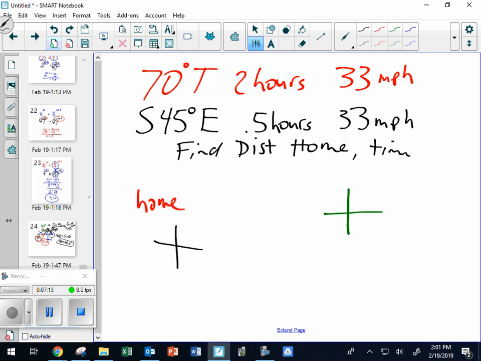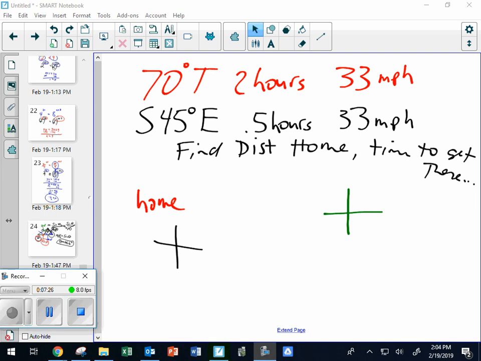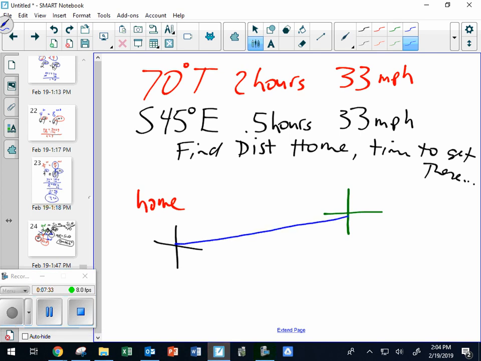Time to get there, assuming he goes at his top speed of 33 miles an hour. Okay, I'm going to pause while you hash this one out. All right. At this point, I want to make sure at least your picture is right. On this one, you should have been heading at a 70 here and therefore a 20 here. And then immediately transfer it, and this is a 20 and this is a 70. Those angles are really important.